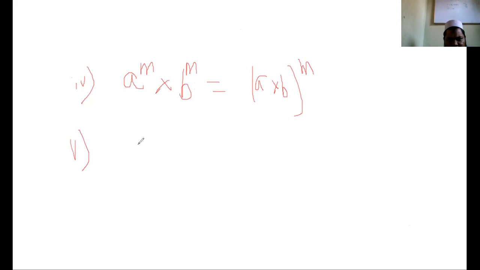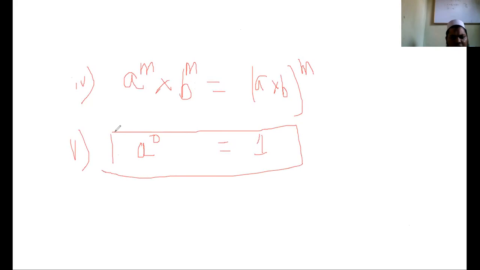Now number 5: anything to the power 0, a to the power 0, is going to be 1 only. So remember, this is the fifth law: anything to the power 0. a may be any number, negative integer, positive, rational number, whatever it may be. Anything to the power 0 is going to be 1.